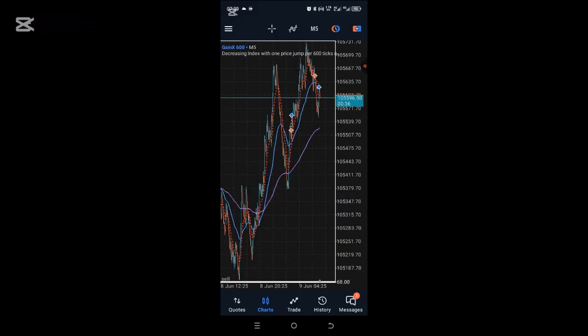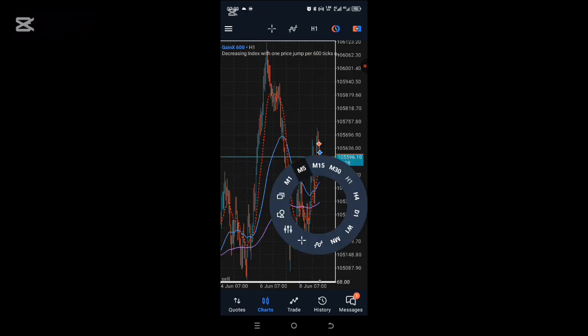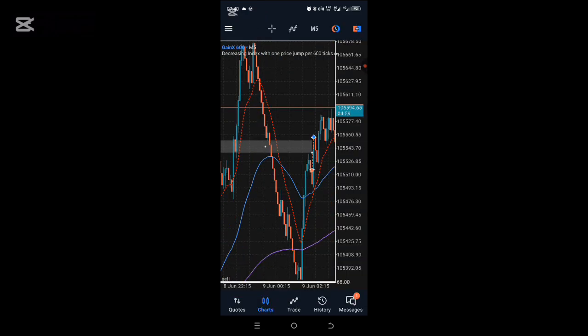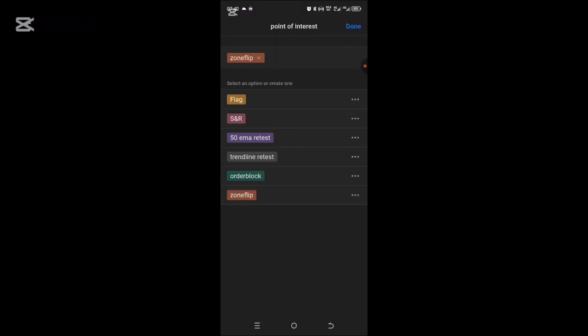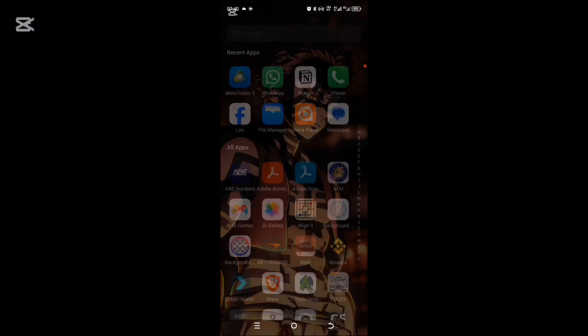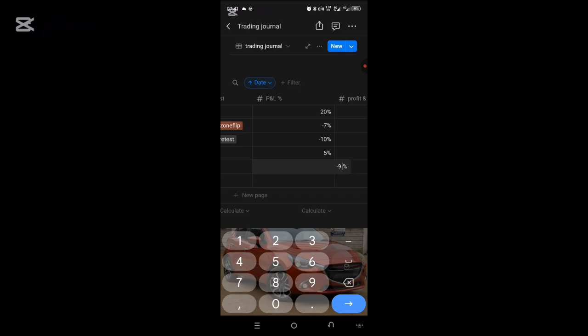But also we're going to be taking screenshots of why we entered, right? So over here, that's why we entered. We're going to be recording zone flip, support and resistance, anything of your choice. So let's see the percentage that we lost. 0.09 is 9%, so we lost 9%, almost roughly 10%, right?